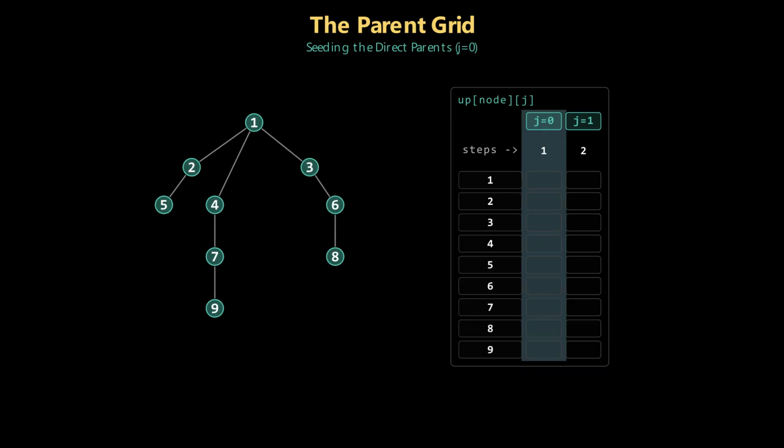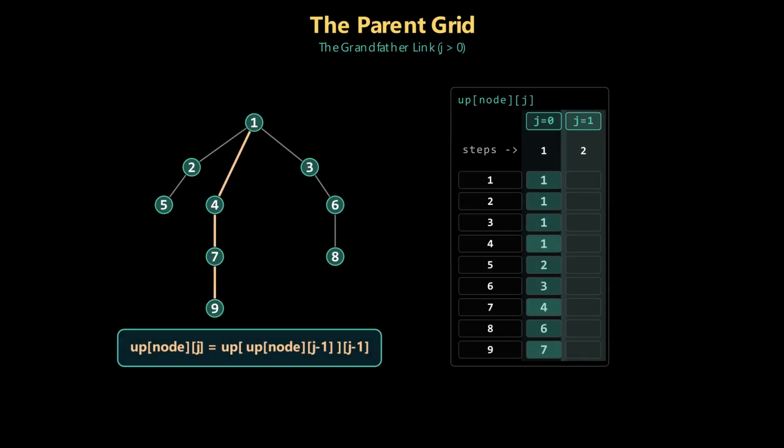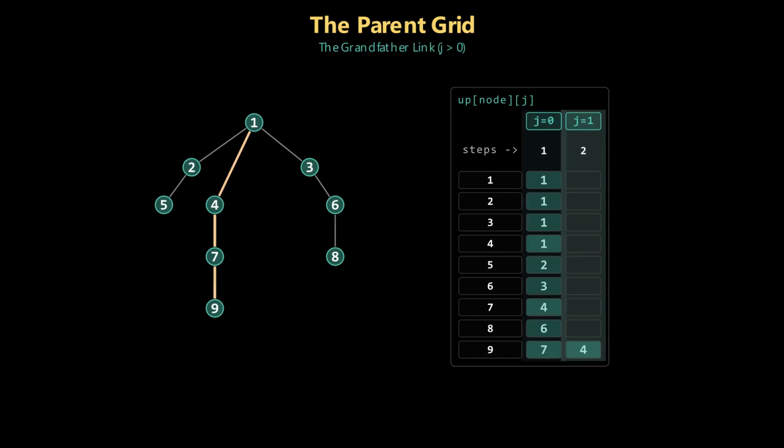Because 2 raised to the power of 0 is simply 1, this column represents our immediate, direct parents. We discover these values through a standard depth-first traversal, anchoring our grid with a baseline mapping of the tree's physical edges. With our direct parents locked in, we can construct the remaining exponential columns dynamically without ever traversing the tree again. To find your ancestor 2 steps away, look up who sits 1 step away from your direct parent. Each new column is built from the previous one. That compounding rule lets the matrix trace deep ancestral paths in a single lookup chain.